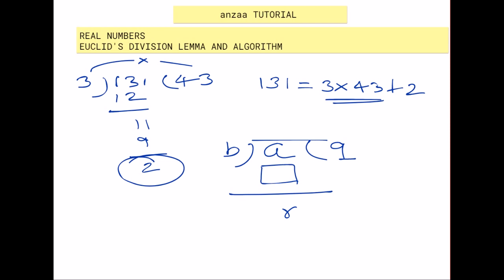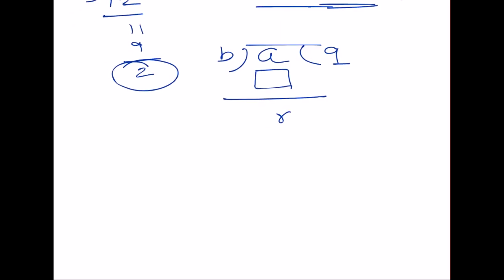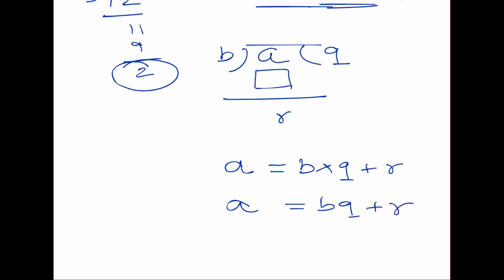Similarly, how we represented the number 131 as a multiplication of two integers plus remainder, in the same way we can represent this also. Say in place of 131, write A, then divisor, then quotient: divisor into quotient plus remainder. And that is nothing but Euclid's division lemma. Guys, lemma, not algorithm. Algorithm is the series of steps which we use while calculating HCF of two numbers.